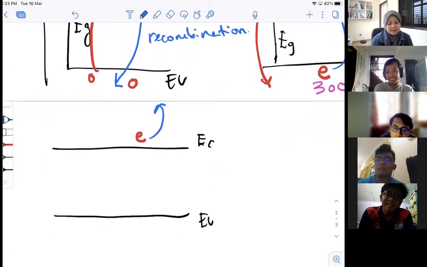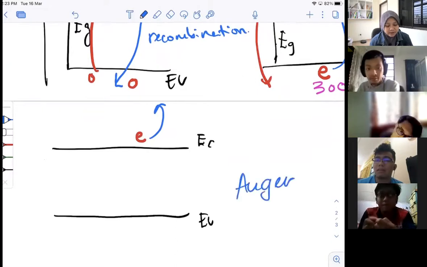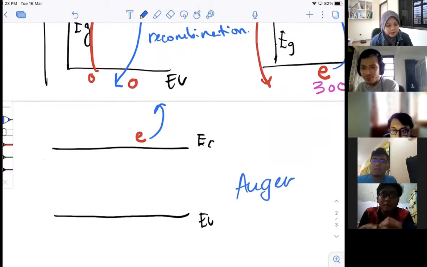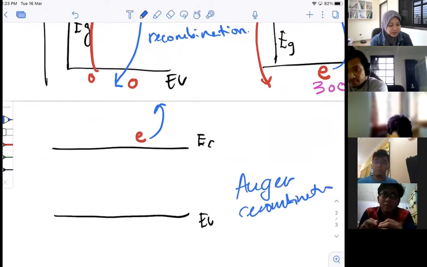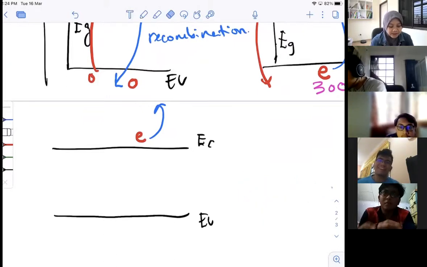Nanti awak akan belajar there are different generation processes. Satunya kita panggil OG recombination. It's a type of recombination, tapi salah satunya elektron tu instead of going bawah, dia kena atas. Nantilah, tak sampai lagi level. Basically I'm just saying free electron ni boleh naik atas. Tapi level tinggi sikit lah. Kita baru tadika level ni.